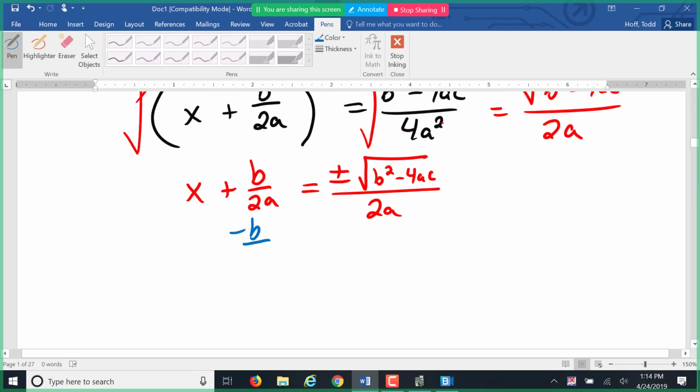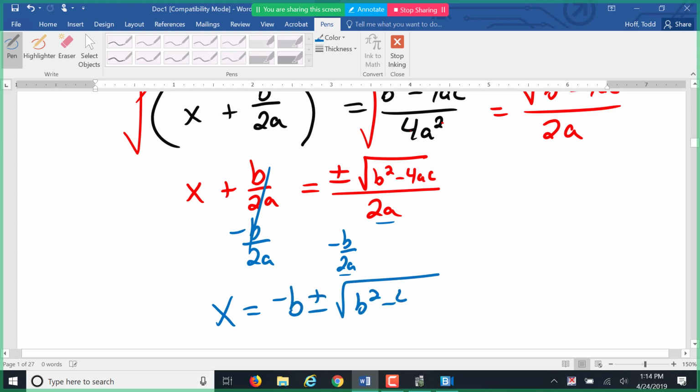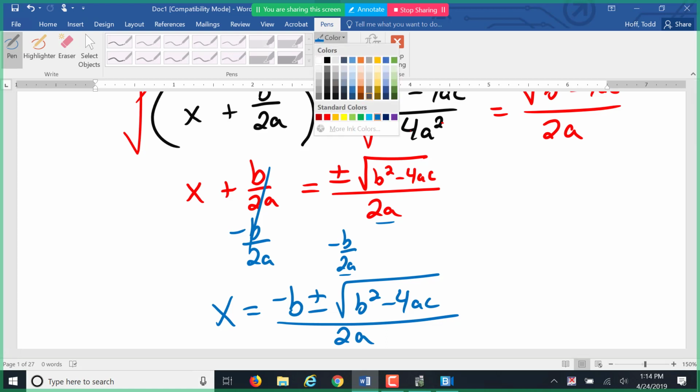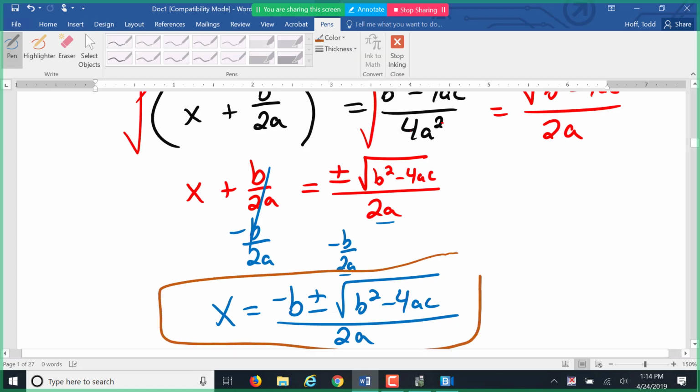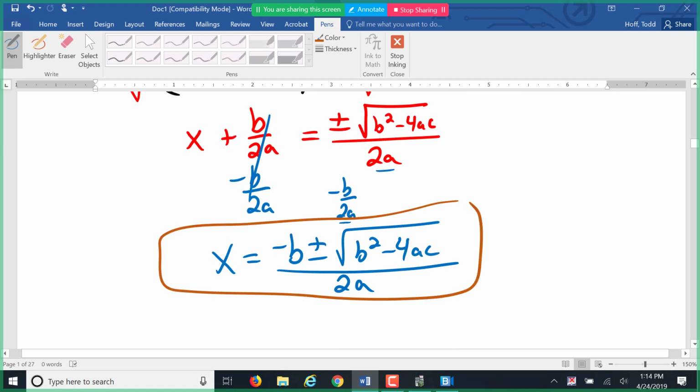Now we subtract the b over 2a. Well, these do have common denominators. They're both over 2a. So I've got negative b plus or minus that square root of b squared minus 4ac, all over 2a. This thing might look familiar to some of you, as the quadratic formula.